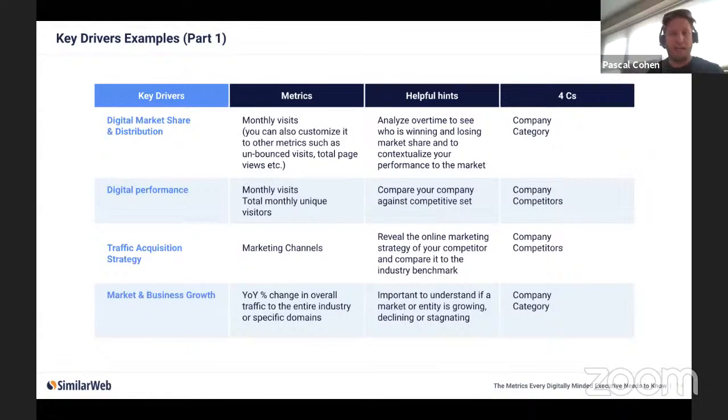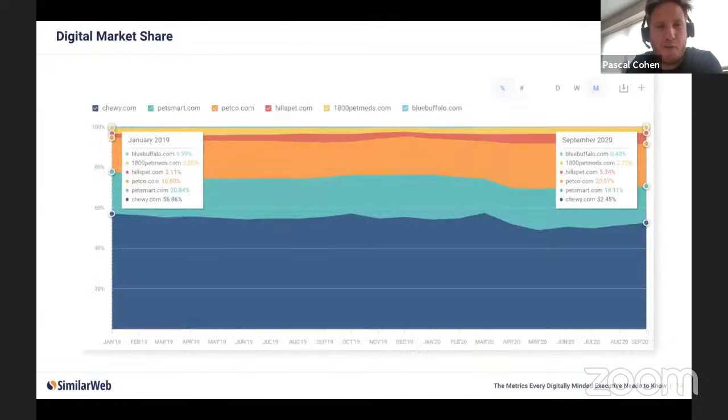So Chloe, if you can click to the next slide, that would be great, and then we go one by one. Okay, so here's the first example of digital market share. Remember when I talked earlier about digital market share, you need to contextualize your performance. Look at this example and look at the beautiful insight here.